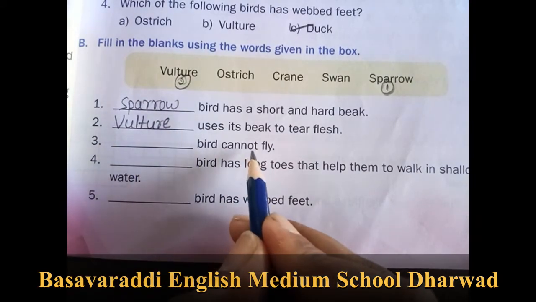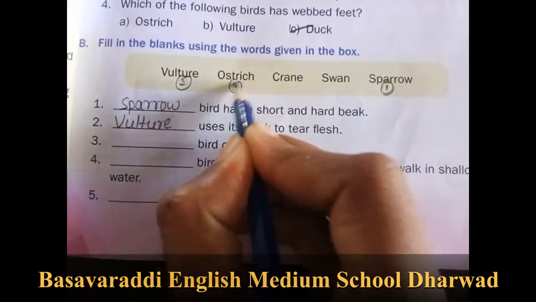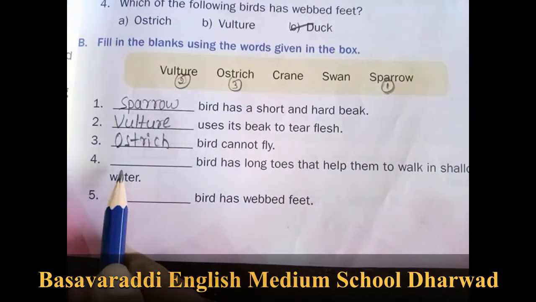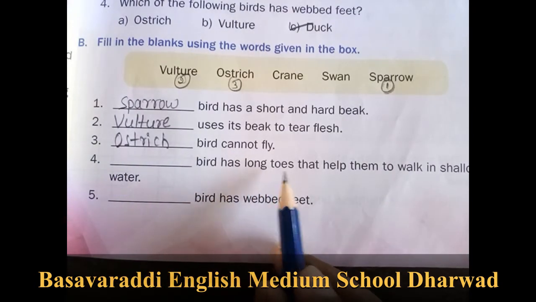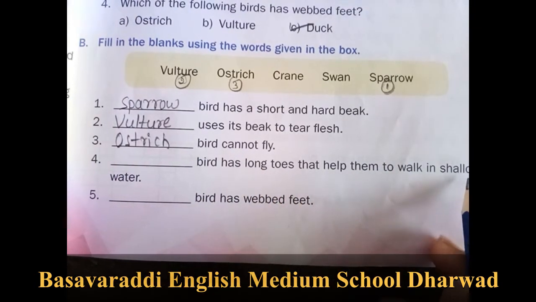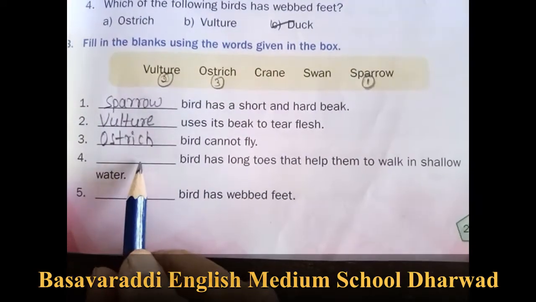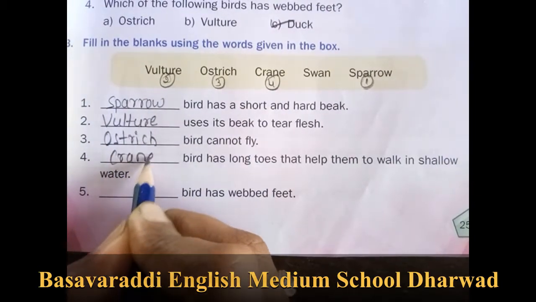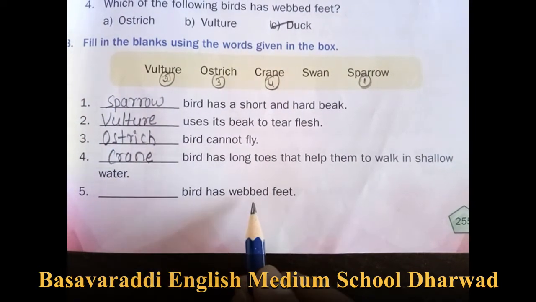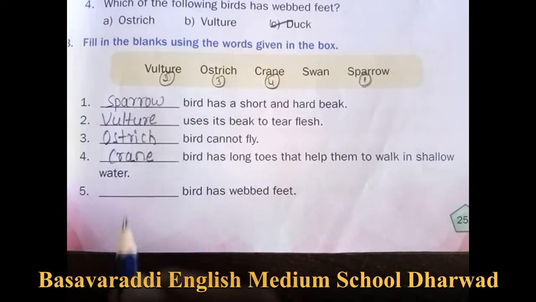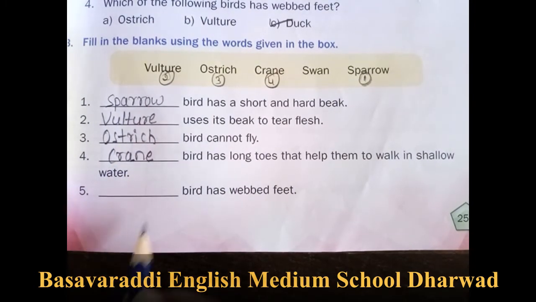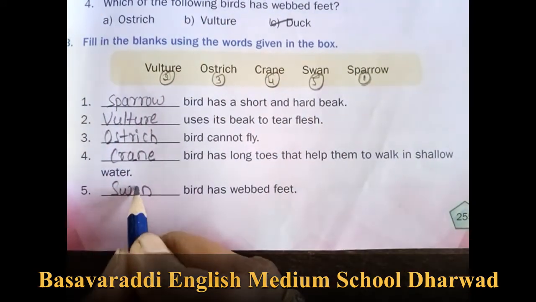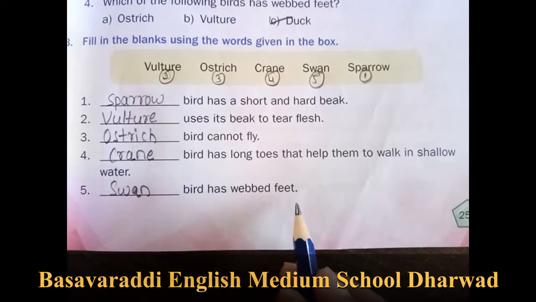Third one, dash bird cannot fly. Ostrich. Fourth one, dash bird has long toes that help them to walk in shallow water. That is a crane. Fifth one, dash bird has webbed feet. Swan.